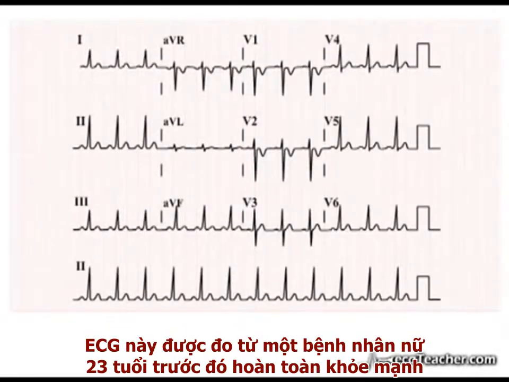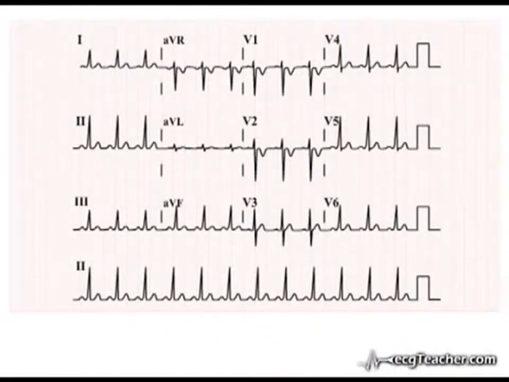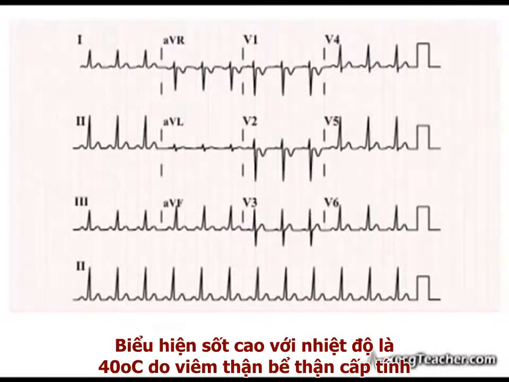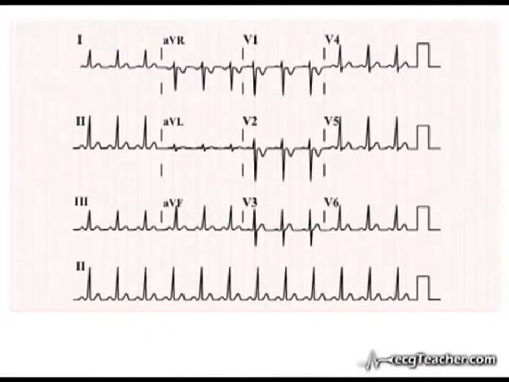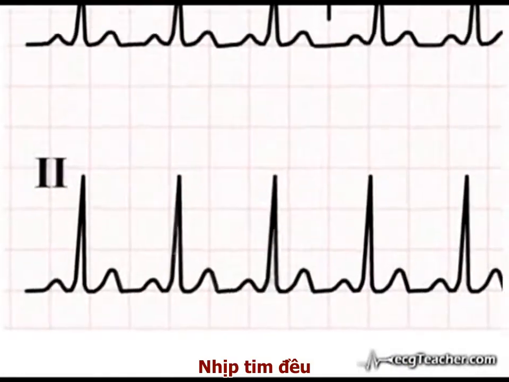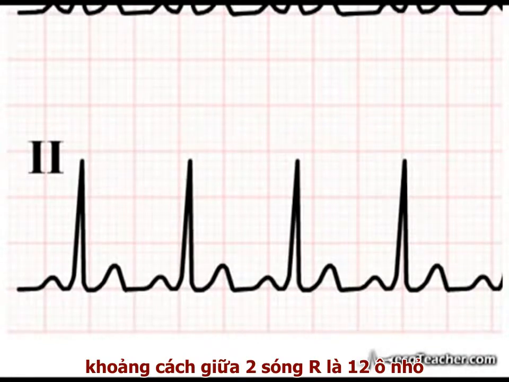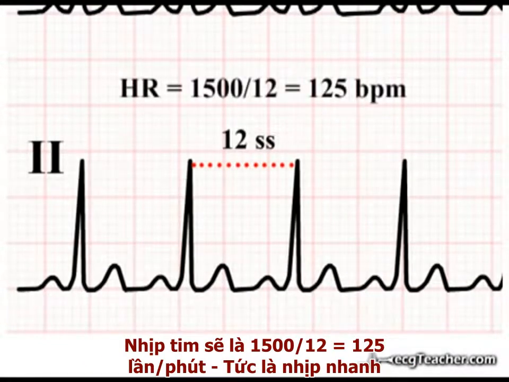This ECG is taken from a previously healthy 23-year-old lady who presents with a pyrexia of 40 degrees Celsius secondary to pyelonephritis. The heart rhythm is regular and there are 12 small squares between R waves, so the heart rate is 125 beats per minute, a tachycardia.